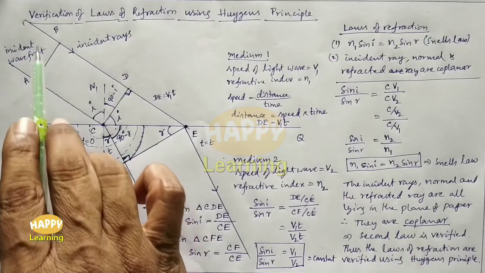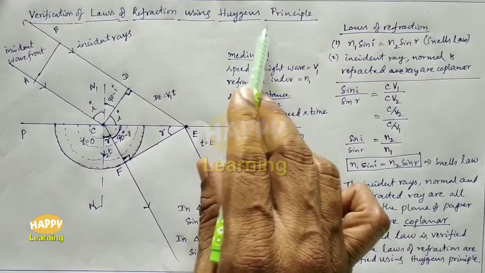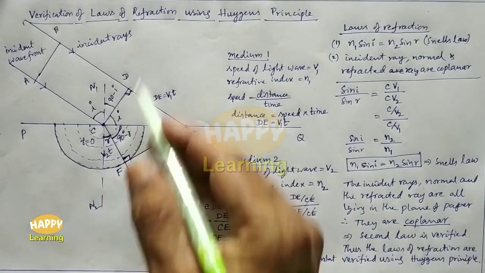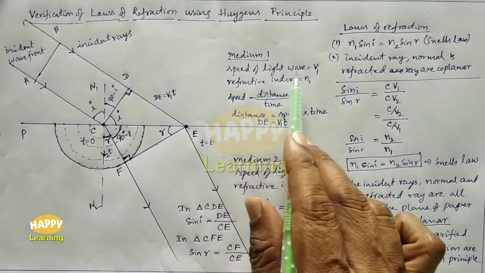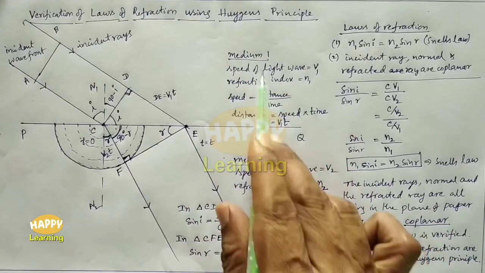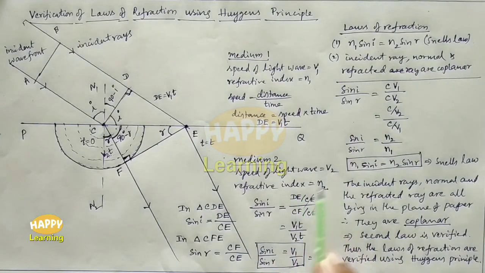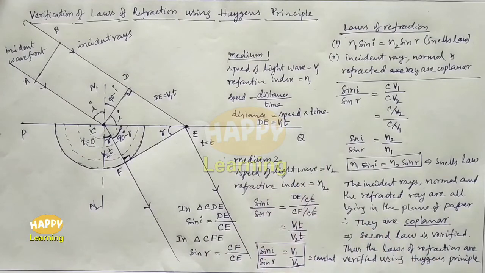Okay, let's have a recapitulation. Verification of laws of refraction using Huygens principle. PQ is an interface. Above PQ is medium 1, below PQ is medium 2. Speed of light in medium 1 is v1, refractive index of medium 1 is n1, speed of light in medium 2 is v2, refractive index of medium 2 is n2, and speed is equal to distance by time. That implies distance is equal to speed into time.